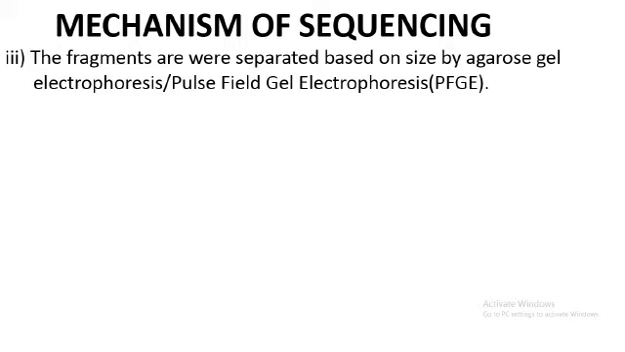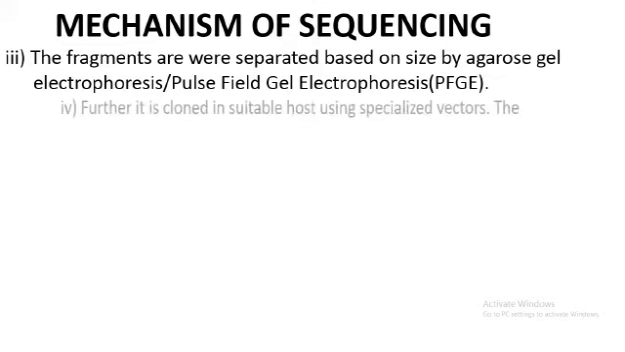The broken DNA fragments, when we subject them to gel electrophoresis, the smaller size fragments move faster, and bigger size fragments move slower, so they settle at different locations. So after that they will be separated. This phenomenon is called gel electrophoresis. So now the broken fragments are separated by using agarose gel electrophoresis or pulse field gel electrophoresis.